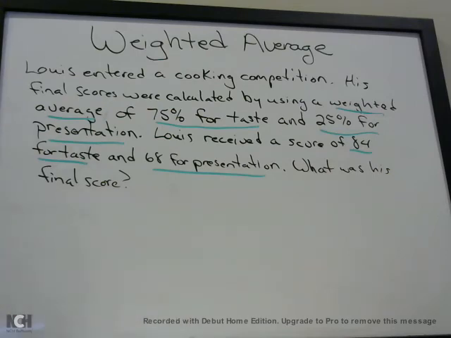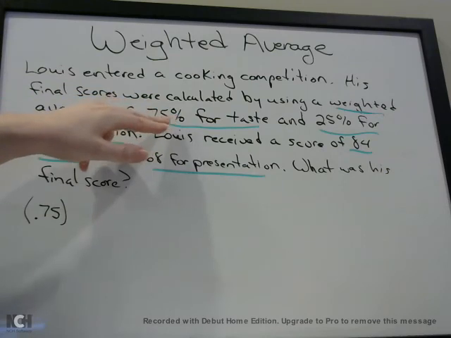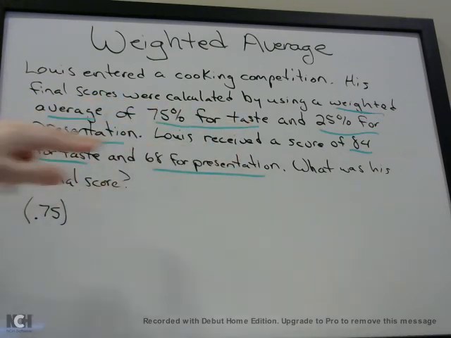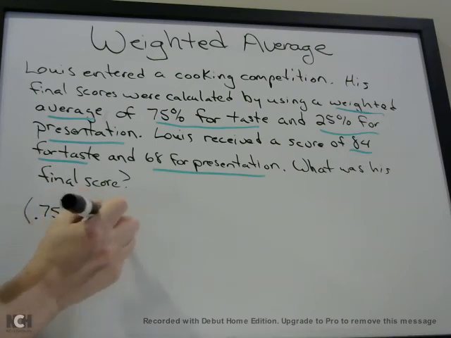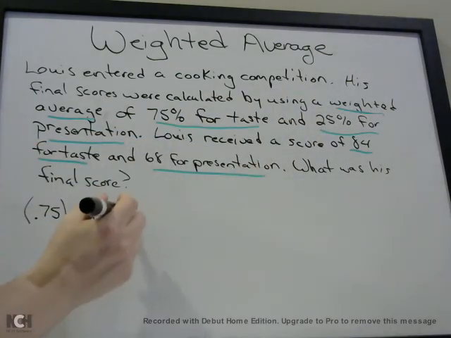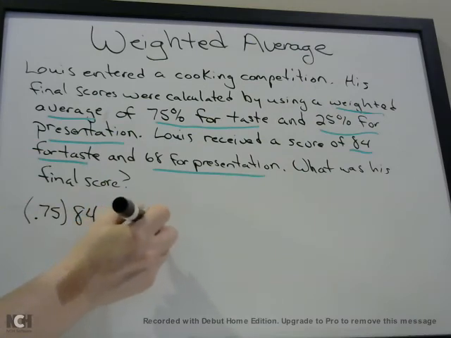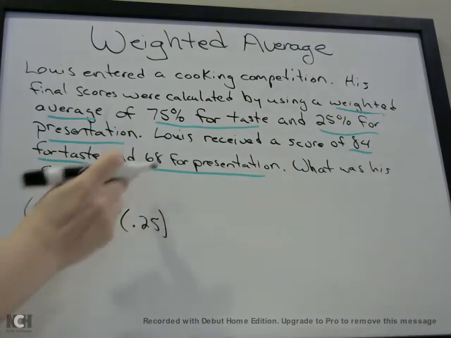And so again, weighted average, what do we do? The weight times the number plus the weight times the number, however many numbers there are. So the weight, 75%, you have to write this as a decimal. Remember, to write it as a decimal, 0.75. So the weight times the number, what did he receive for taste? He got an 84. The weight times the number plus the weight, 25%, which is written 0.25, times the number, 68.